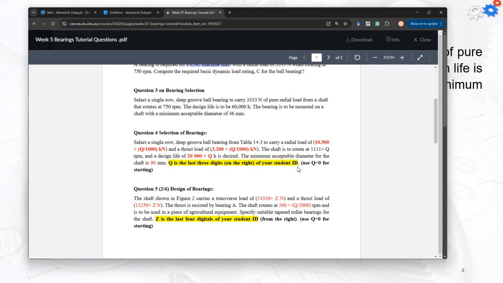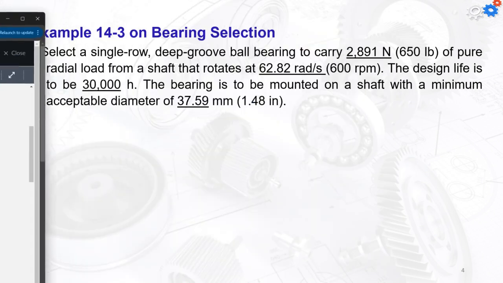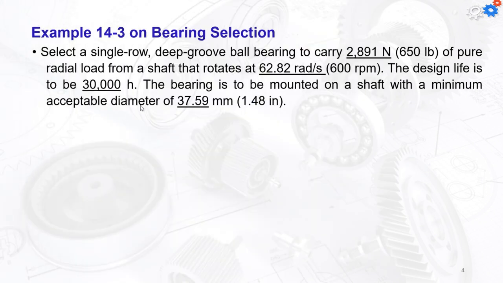And while we're going with this one, we're also going to work on your design. So you can see that the steps are going to be the same here. We have 30,000, we have 62.82 or 600 RPM. We have here 2,891 Newton for the load, and it's a pure radial load. Design life is given, the bearing is to be mounted on a shaft with the minimum acceptable diameter of 37.59 millimeters.